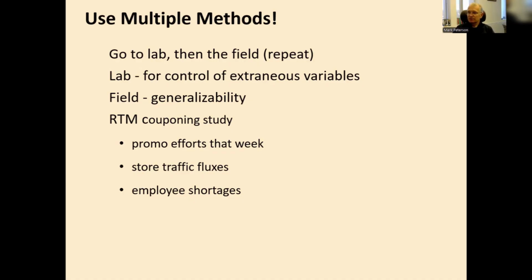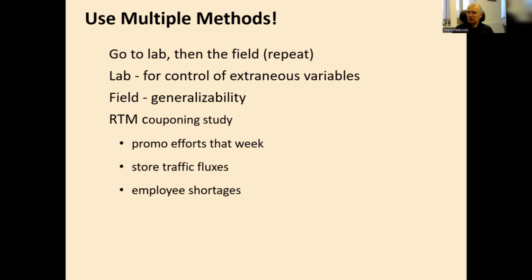Okay, so some final thoughts here. You've got to use multiple methods. Go to the lab, do experiments, then to the field, come back to the lab, qualitative research, work that in there too. Your questions and interests are going to change then. Use the lab to control extraneous variables. Go to the field to understand generalizability.